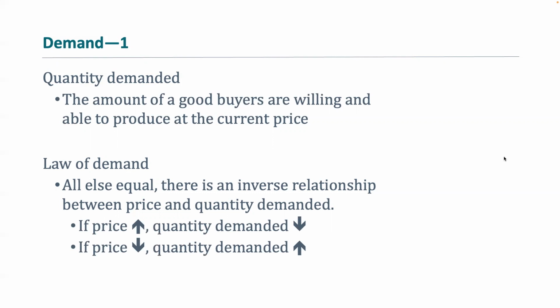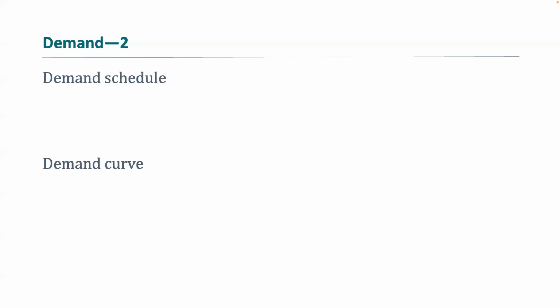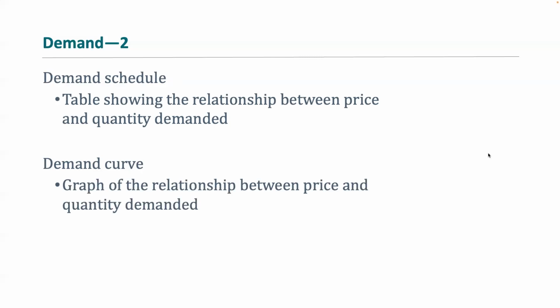Now, keep in mind that in all of these examples that we're talking about, every other aspect or every other kind of area of this, we're holding constant. So assume all else held constant when we're talking about these examples. So a demand schedule is just going to be a table that shows the relationship between the price and quantity demanded. And then the demand curve is going to be the graph that shows that relationship between the price and the quantity demanded. These are the two ways that we're going to represent our demand.